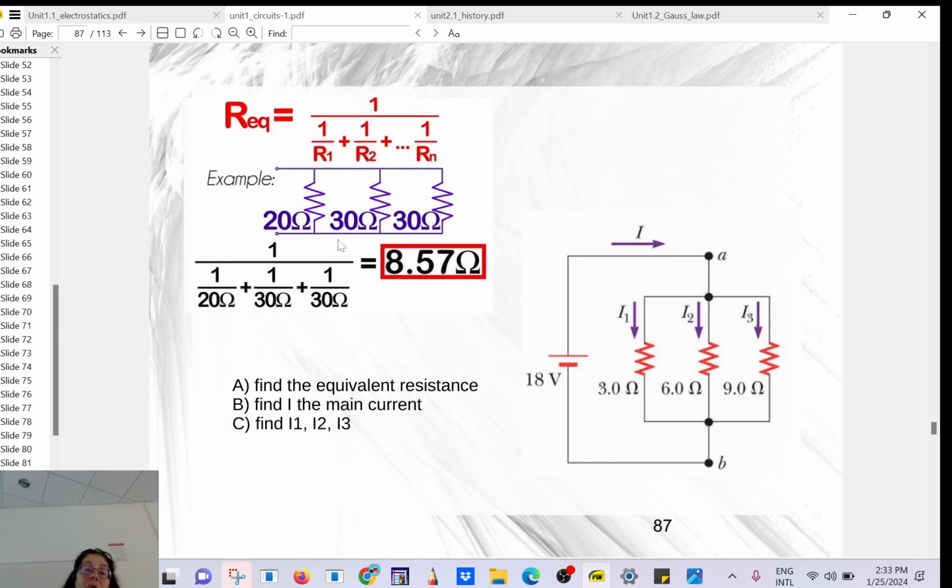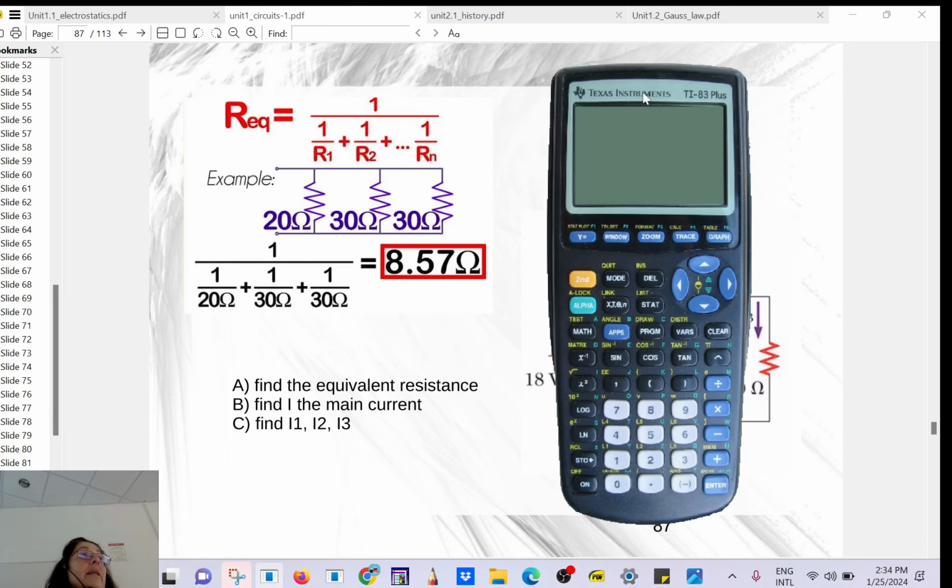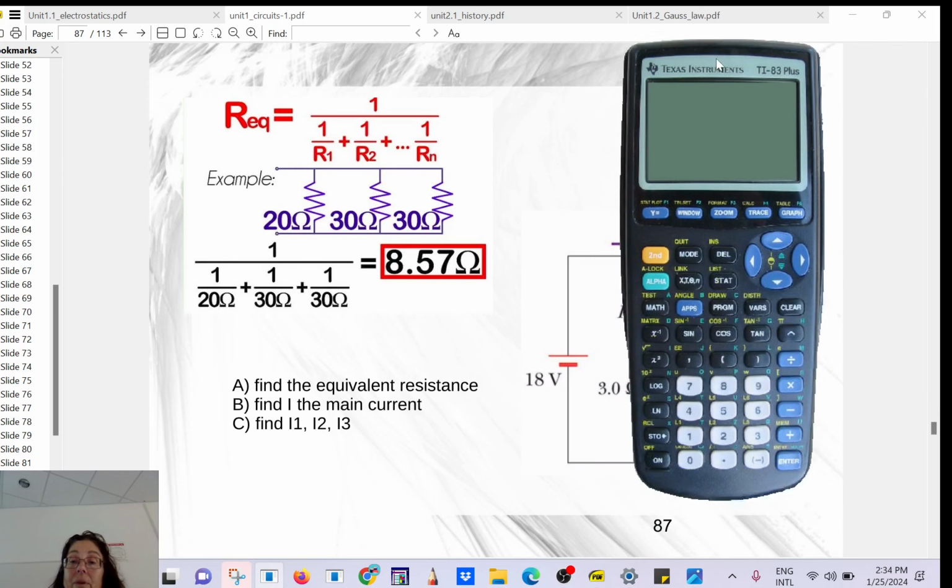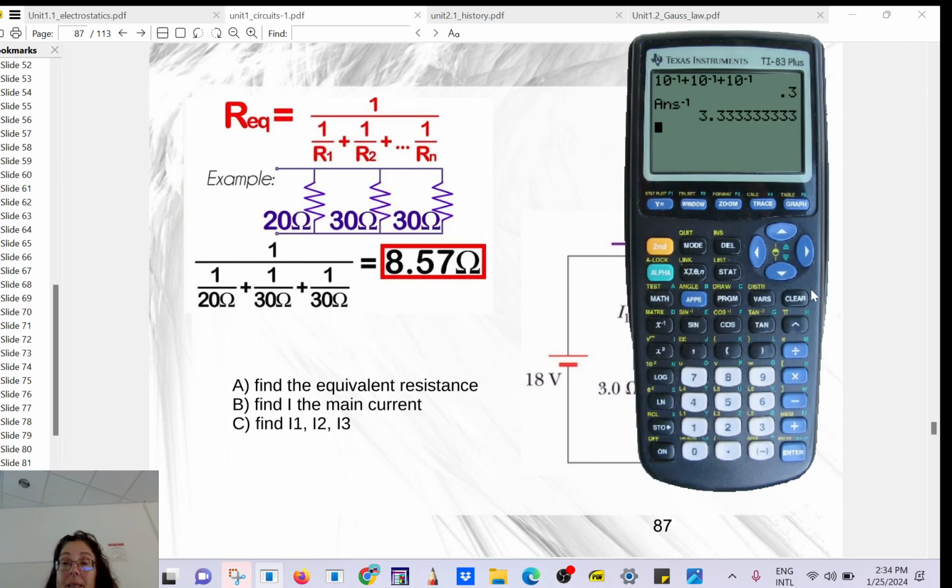Okay, so for example, do the computation with your TI without looking what they are doing. Can you find the equivalent resistance with your TI to make sure you know how to do it? Right, everyone has a TI. If you don't have one, raise your hand. You can borrow mine. So you have a 30 ohms, a 30 ohms, and a 30 ohms.